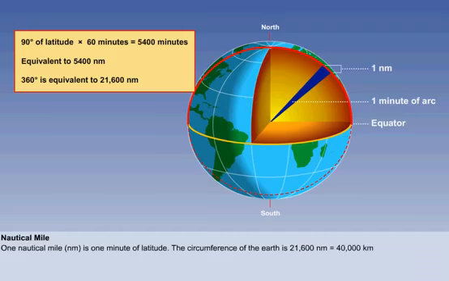We also know that the Earth's circumference is 40,000 kilometers. To convert from kilometers to nautical miles, we can say that 21,600 nautical miles equates to 40,000 kilometers. Therefore, 1 nautical mile is 1.85 kilometers. The ICAO definition of a nautical mile is 1,852 meters.